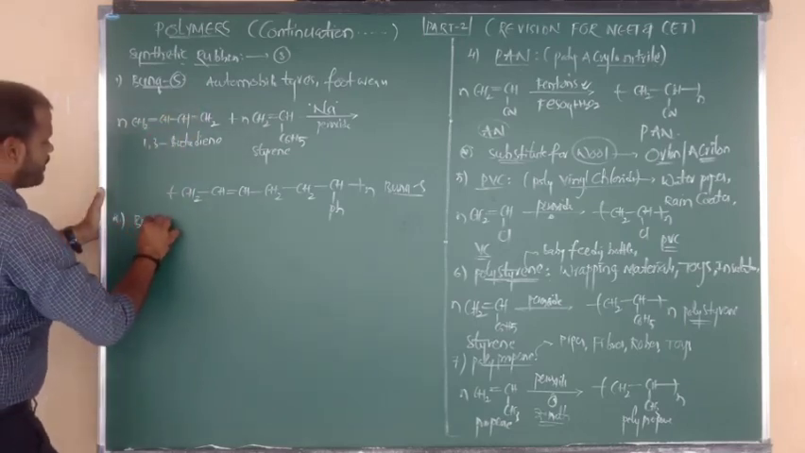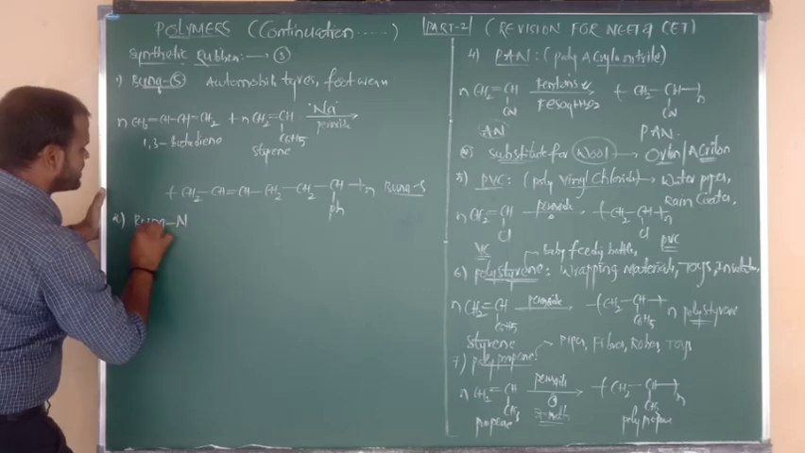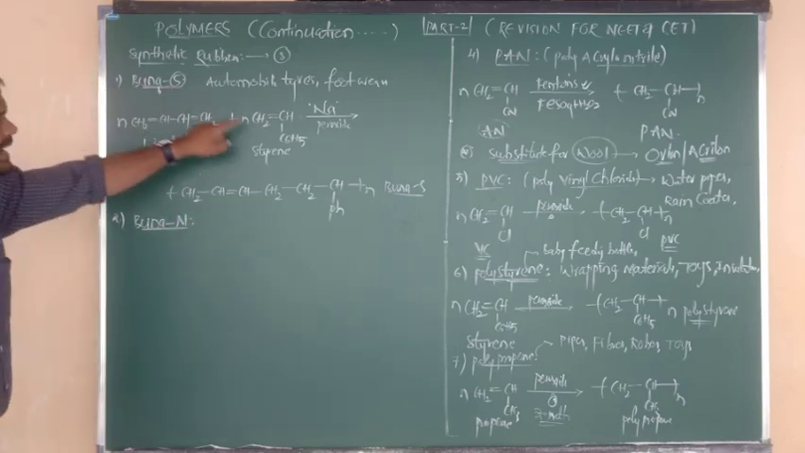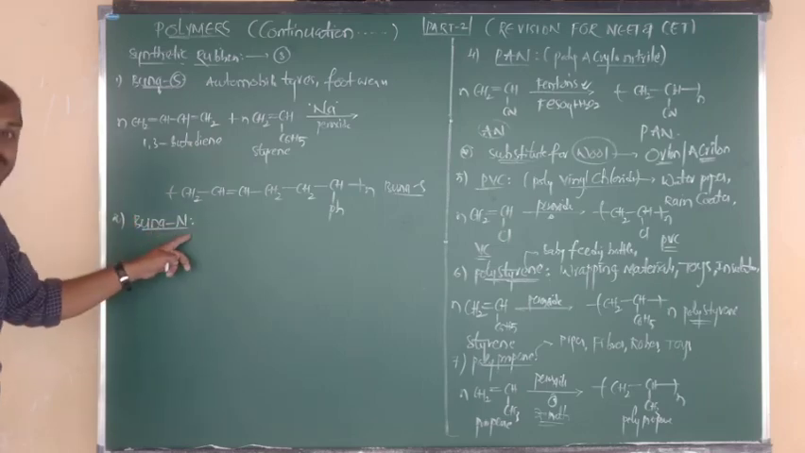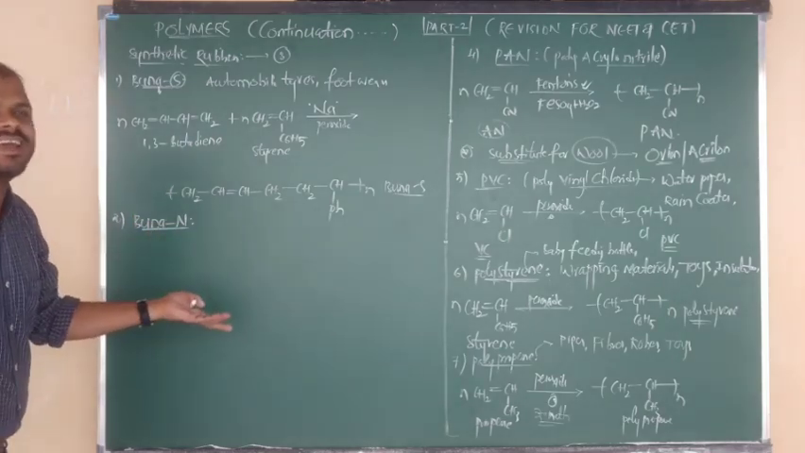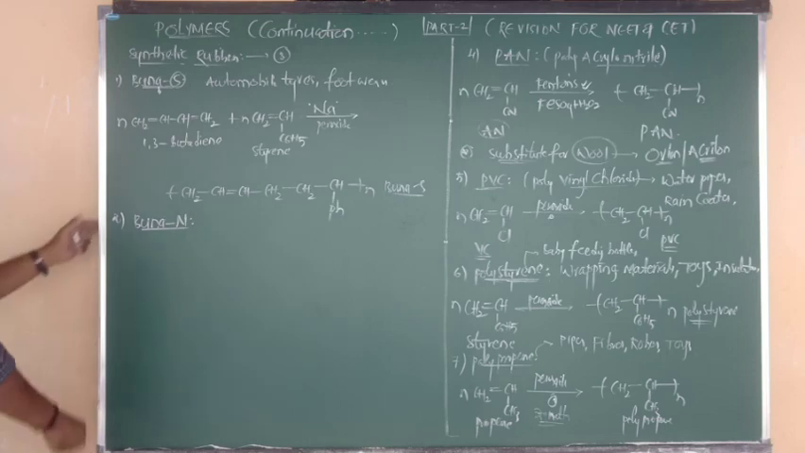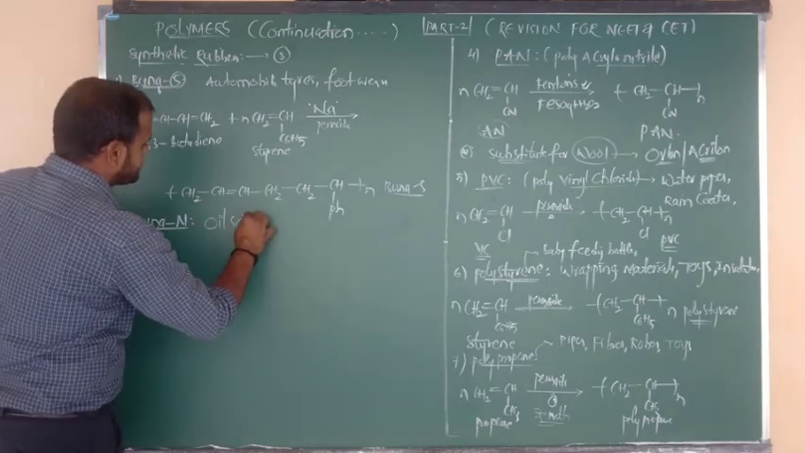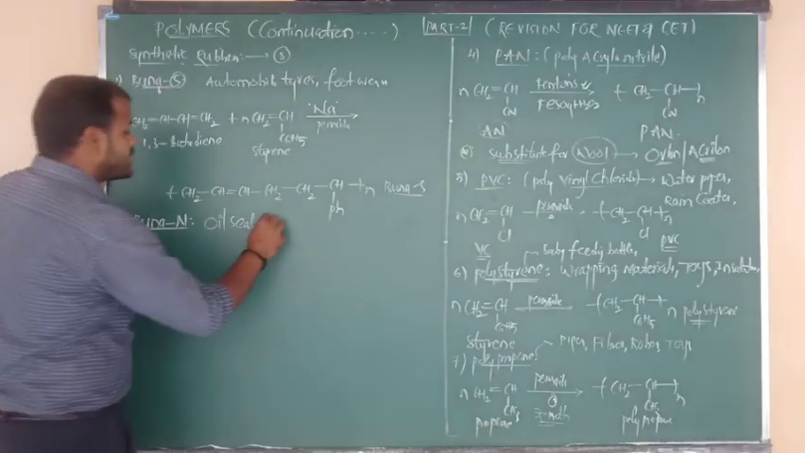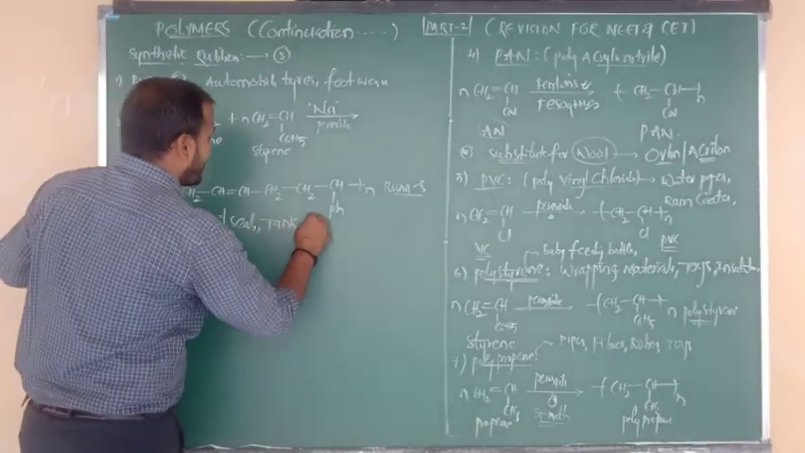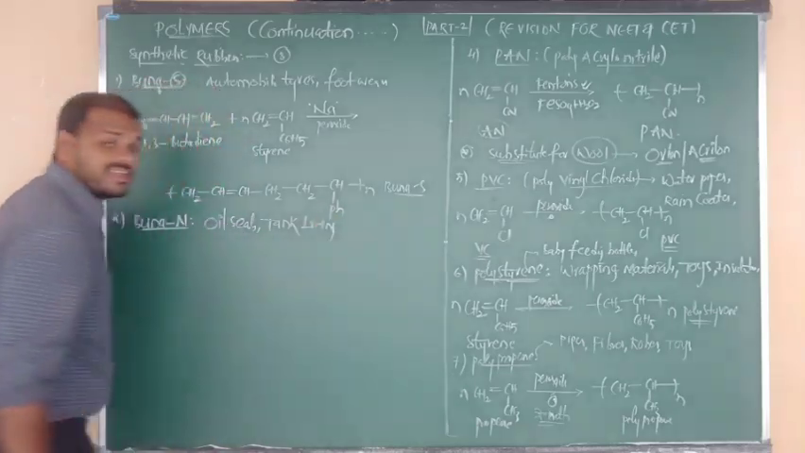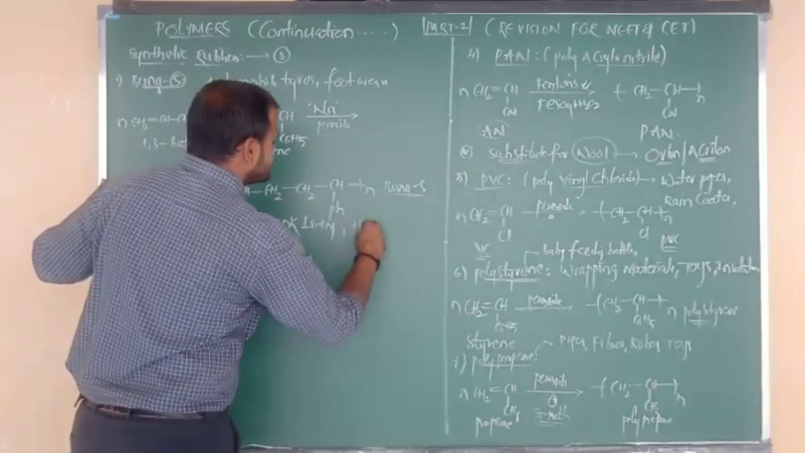Next, go for another rubber, number 2. That is the Buna N rubber. Same: Bu indicates butadiene, N indicates nitrile. Which nitrile? Acrylonitrile. Okay, beta? What are the uses? It is used in making oil seals, and also tank linings to avoid leakage, beta, and it is also used in making hoses.